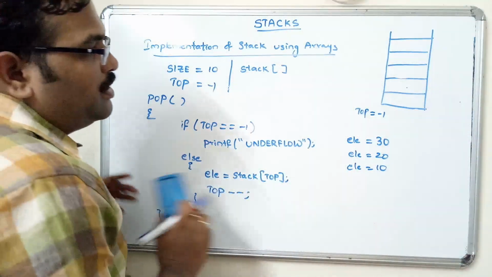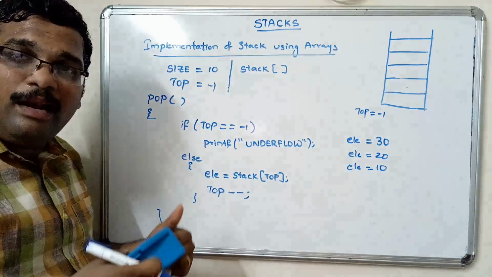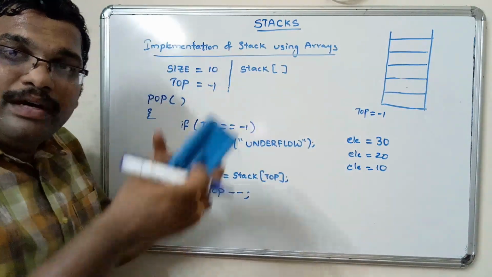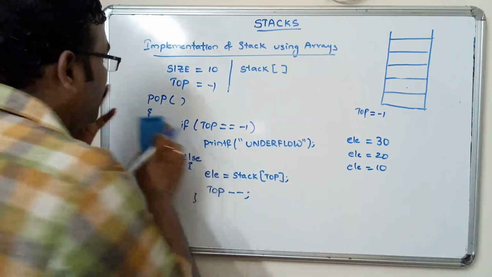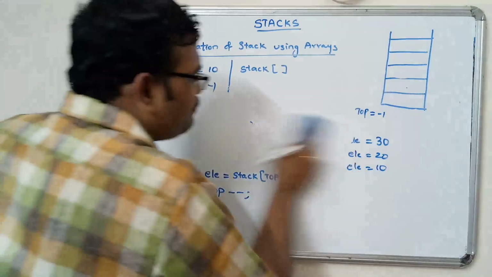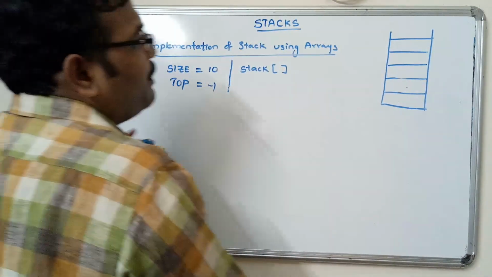Right? So hope you understood this pop operation also. Simple operations. First you have to delete an element and then we have to reduce the top. That means update the top, decrement the top. Right. Next, how to display the elements of a stack. Display function. We will see the display function also.